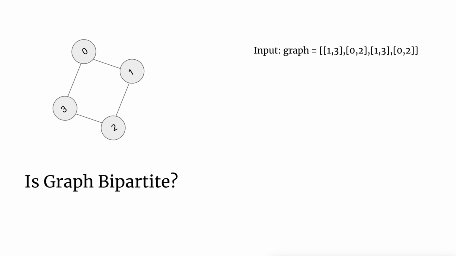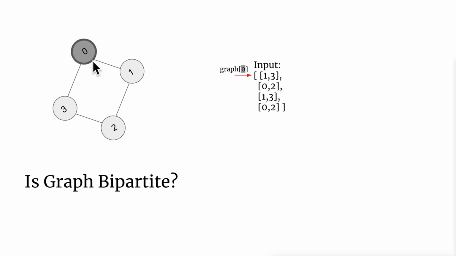There is an undirected graph with 4 nodes, where each node is numbered from 0 to 3. To indicate the 2D array input better, let's present it in this way. For graph 0, the subarray 1, 3 indicates that node 0 has undirected edges connecting it to both node 1 and node 3. For graph 1, the subarray 0, 2 indicates that node 1 has an undirected edge connecting it to both node 0 and node 2.